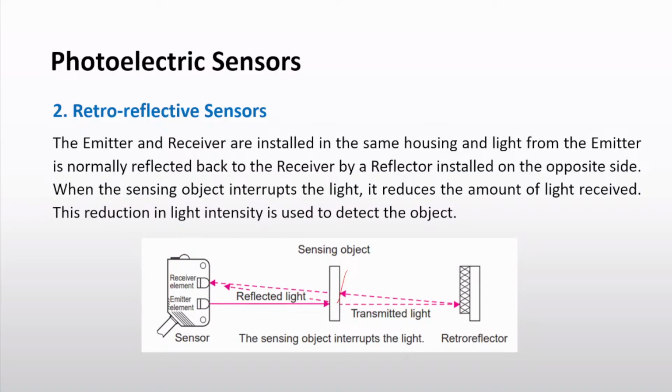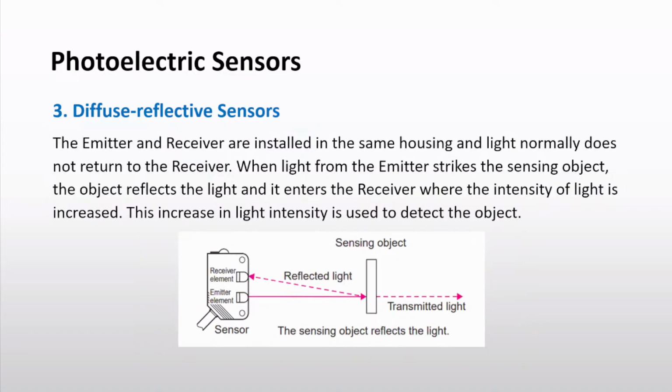So like that, this is how we can use the retro reflective materials to detect objects. Okay. So the next one, diffuse reflective sensor.